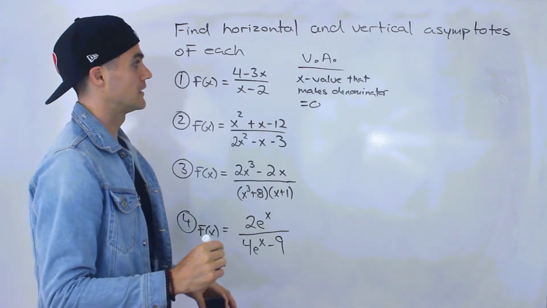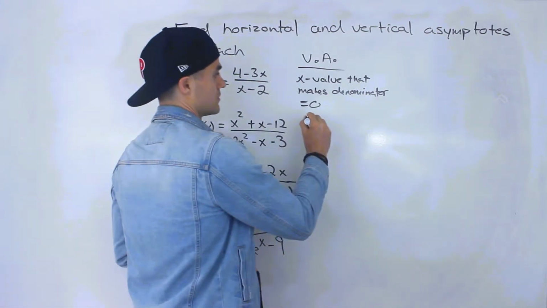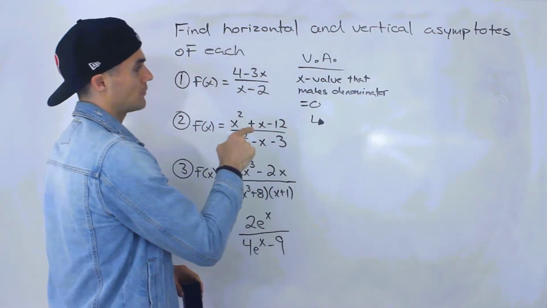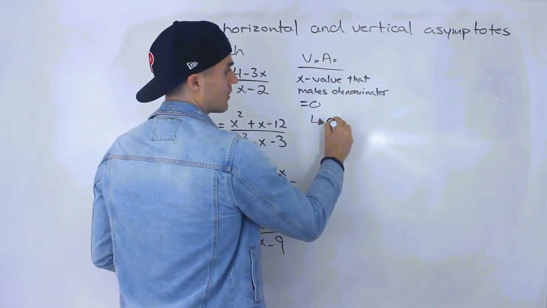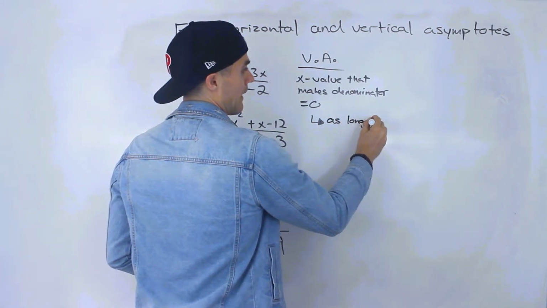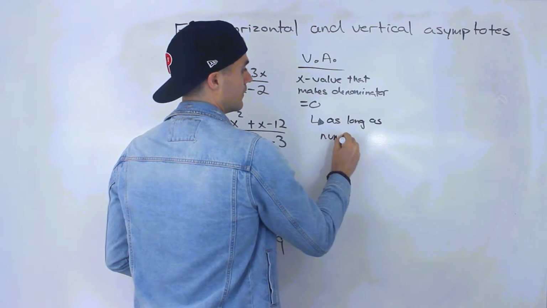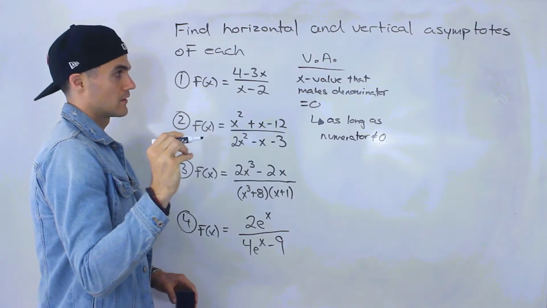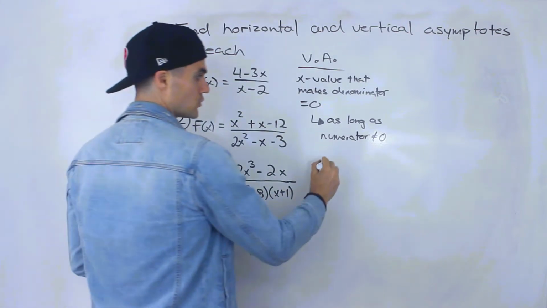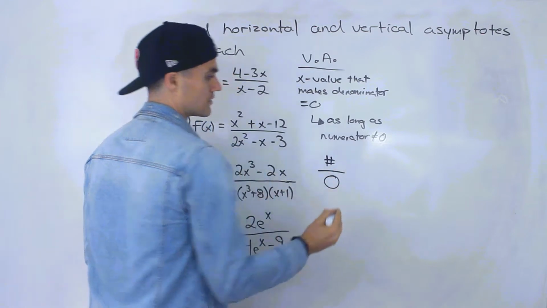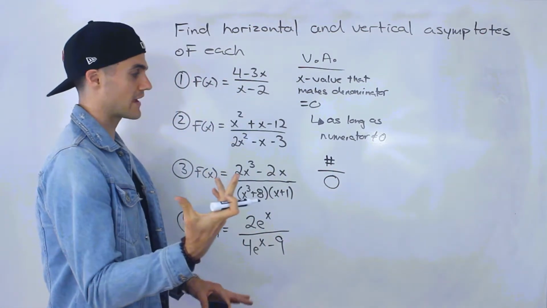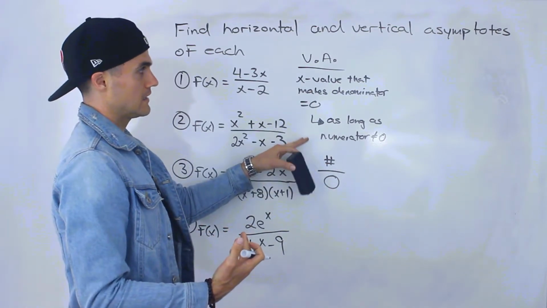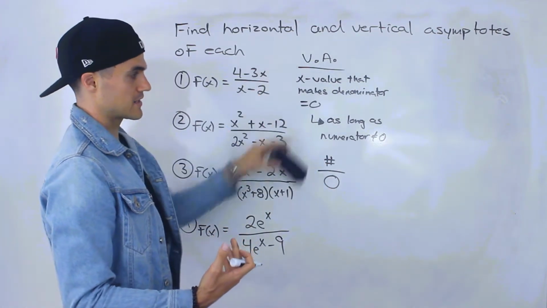at that x value. Now, there's a certain point I want to make about this here, x value that makes the denominator equal to 0, as long as the numerator does not equal 0. Okay, so you'll have a vertical asymptote whenever you have some kind of number over 0. When you plug in that specific x value, if you get 0 in the denominator and then you have a number up top, then that's going to be a vertical asymptote.